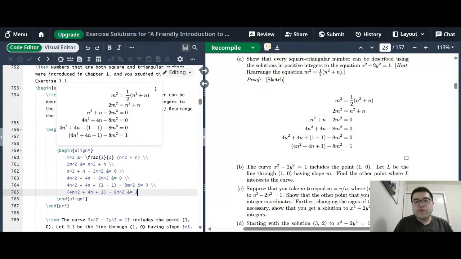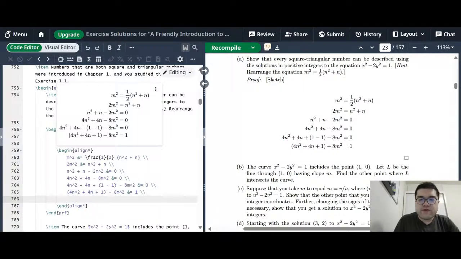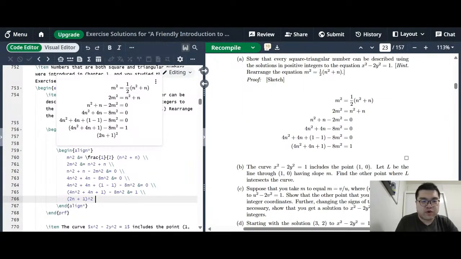We ended up at the equation in the form of the quantity 4n squared plus 4n plus 1, and then minus 8m squared equals 1. So this is in fact exactly the form that we want, because now we group the two things. For everything inside parentheses, we see that it is in fact the perfect square that we expect, which is again the square of the quantity 2n plus 1, where on the second part, the 8m squared we can rewrite as 2 times 4m squared, which is equal to 1.